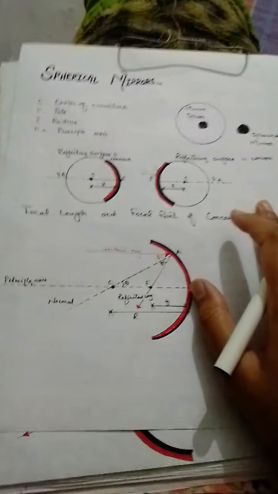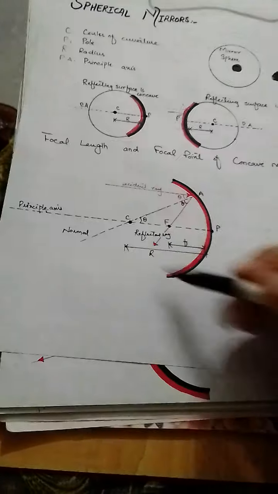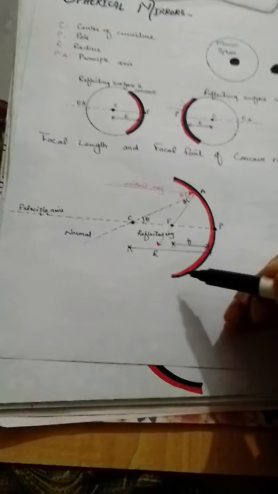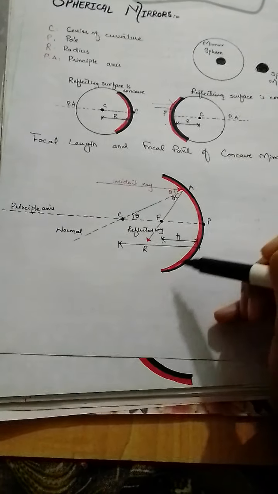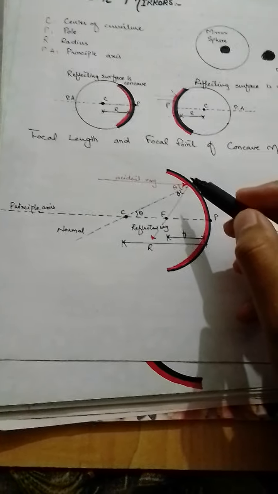Now coming to the point, focal length and focal point of a concave mirror. Now this time I haven't drawn the whole sphere. I have just drawn the part which we need, the cutout part. And which mirror is it? This is a concave mirror.